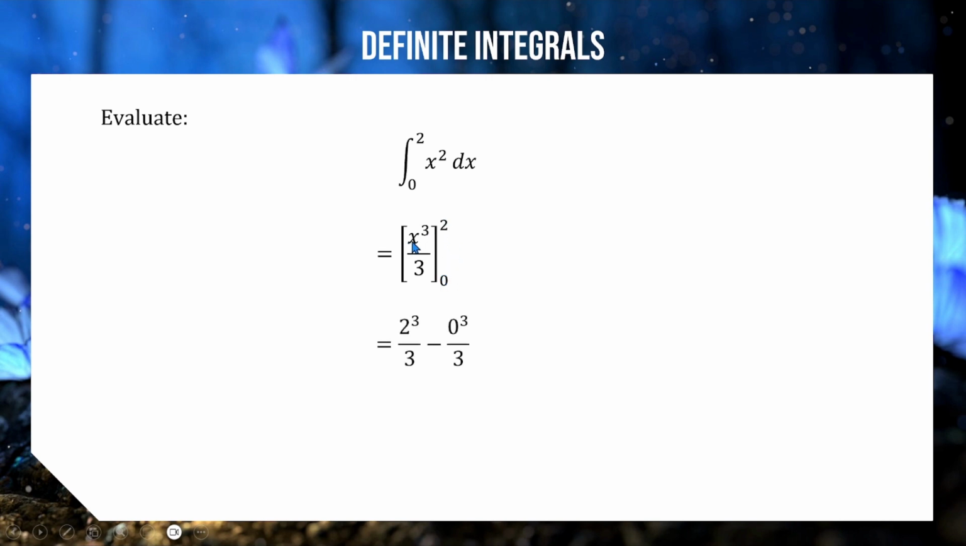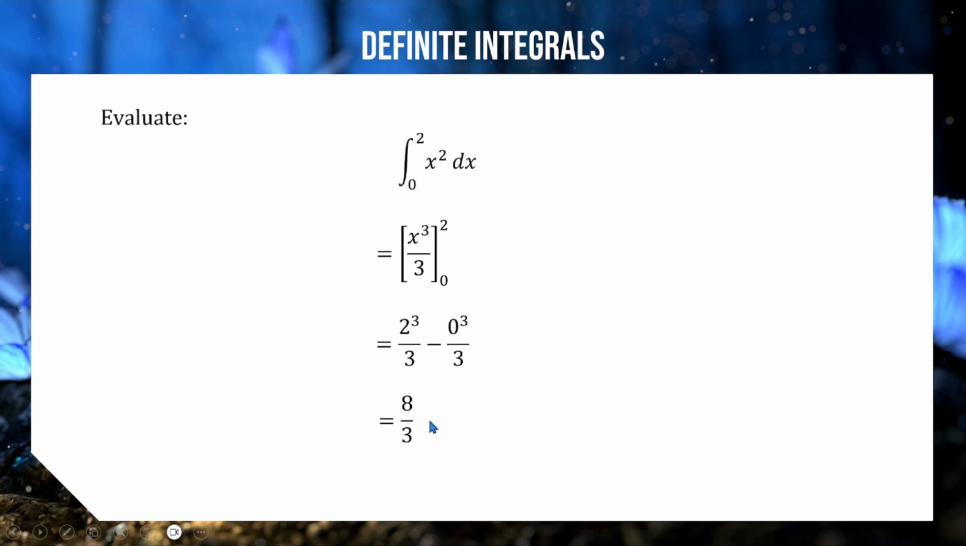Subbing in 2, we get 2 cubed over 3 for the first limit. For the second number, which is the 0, that always goes second, and we subtract. And so we're doing 0 cubed divided by 3. Okay, 0 cubed divided by 3 is just 0, so we're taking away nothing, which is not going to really do anything. So our answer is 2 cubed, which is 8, over 3.